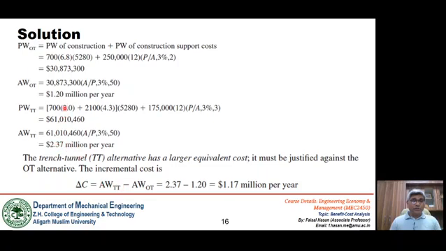So this minus this will give us the delta C when we are comparing the lower option with the highest one. The lower cost option in this case is the open trench, and the higher cost option is the tunnel trench. So we are comparing the open trench with the tunnel trench. If we subtract these two, the incremental cost comes out to be $1.17 million per year.